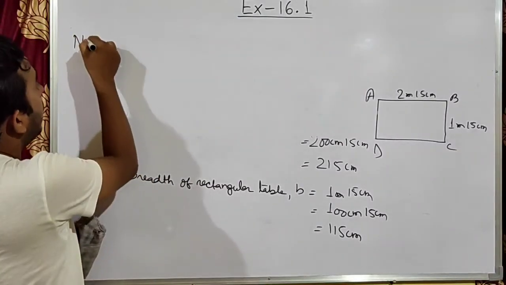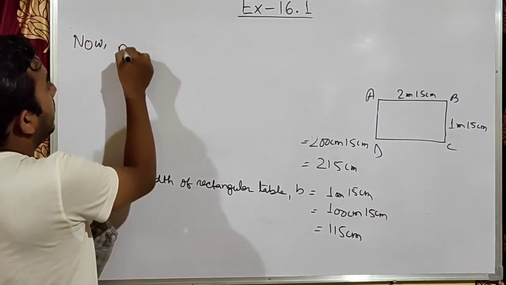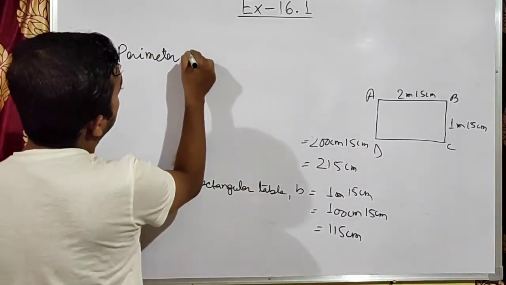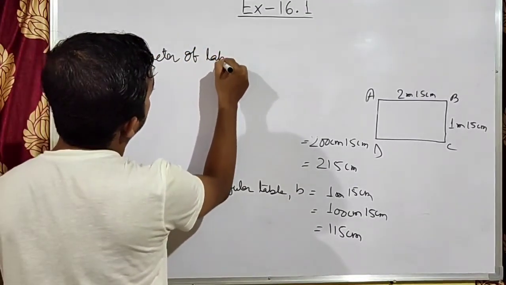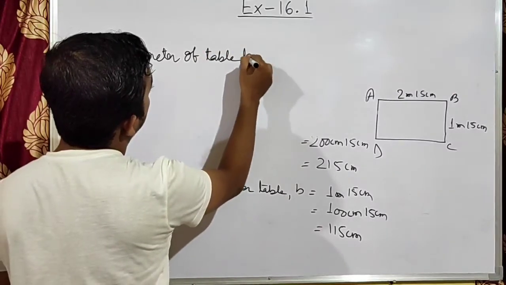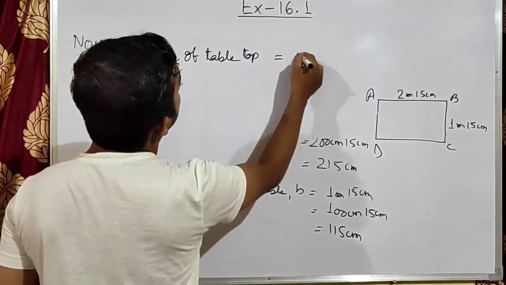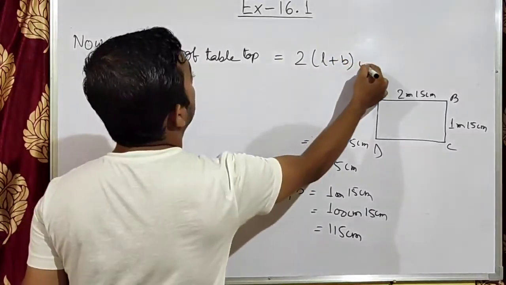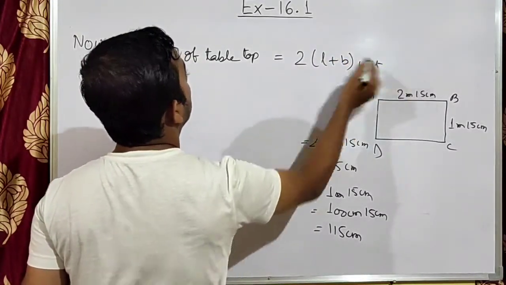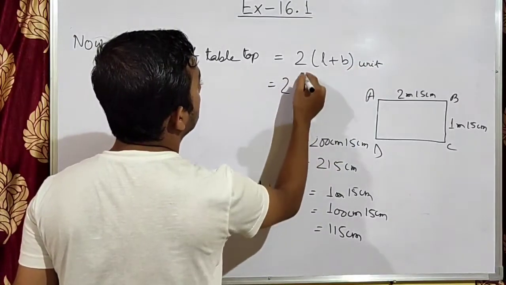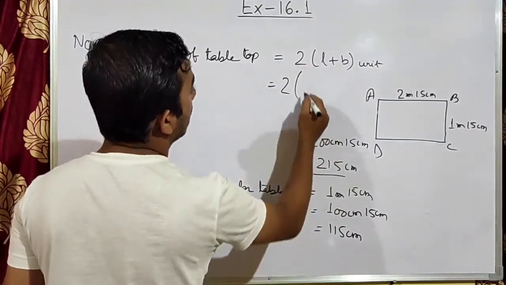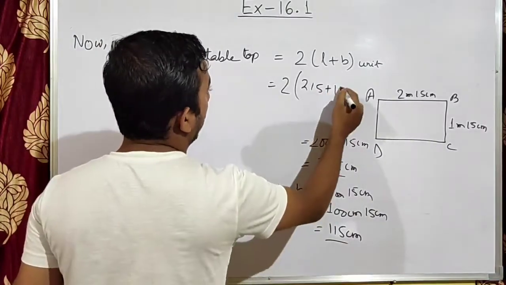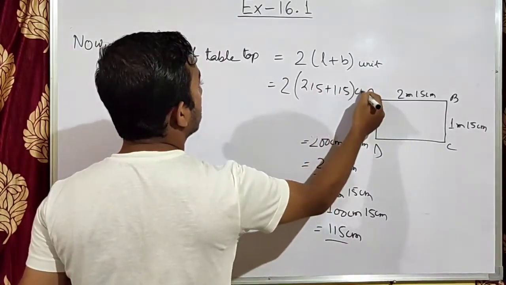Now perimeter of table top equals 2 into length plus breadth unit. Now 2 is 2, value of length is what? 215 plus 115, unit is what? Centimeter.